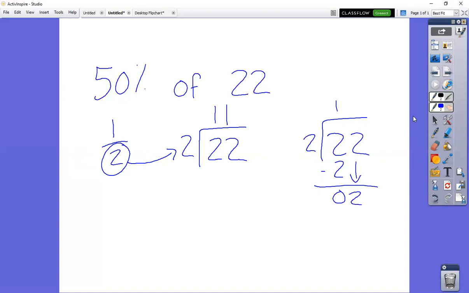Subtract, bring down my 2. This 2 can go into that 2 one time as well. 1 times 2 is 2. 2 minus 2 is 0. So that is where I got the number 11. Okay?